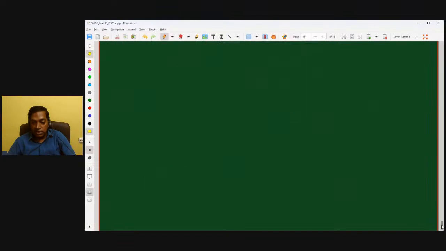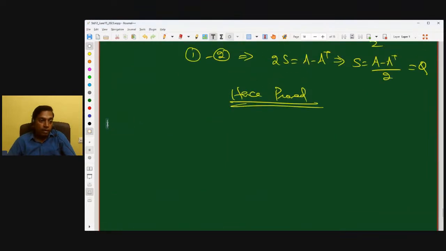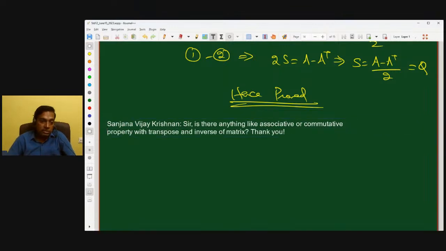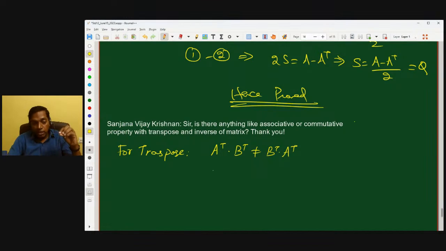Sanjana Vijay Krishnan has asked, is there something like commutativity or associativity with transpose and inverse? Yes, it depends on what operations. A transpose into B transpose is not equal to B transpose into A transpose. But what do you mean by commutativity? Transpose is on a single matrix. Commutativity and associativity are on two or three matrices. If you are asking whether A plus B the whole transpose is A transpose plus B transpose, that is not commutativity of transpose; this is commutativity of addition. I don't know exactly what the question is. Multiplication is obviously not commutative.